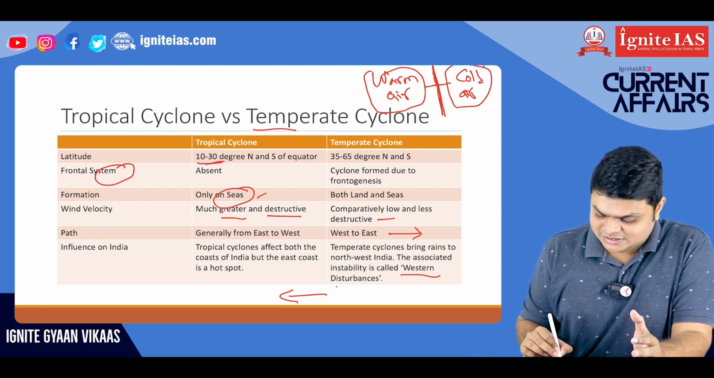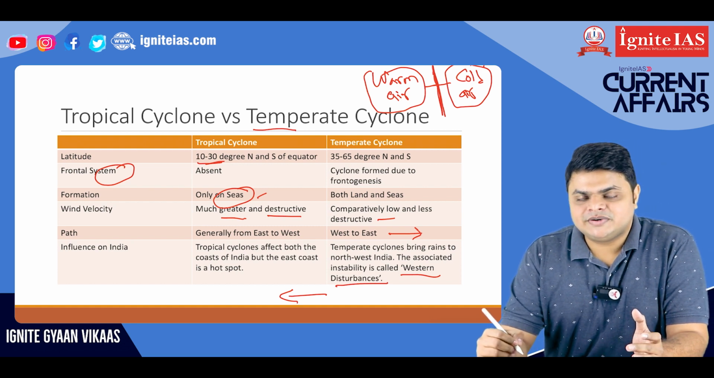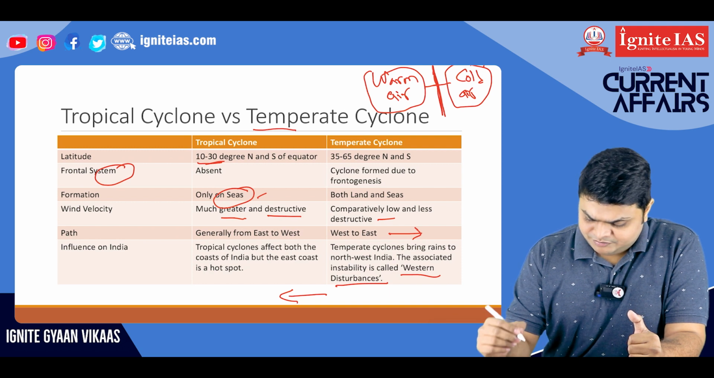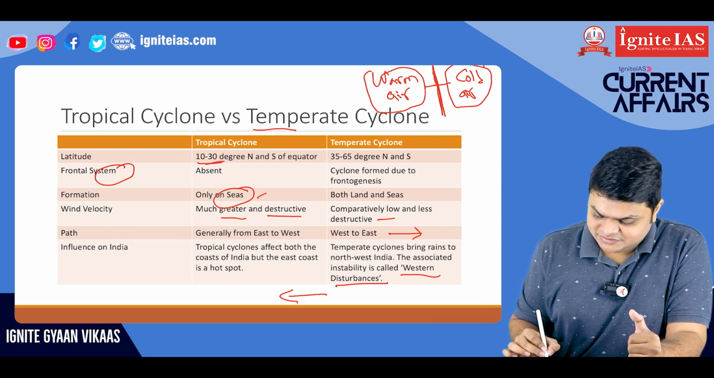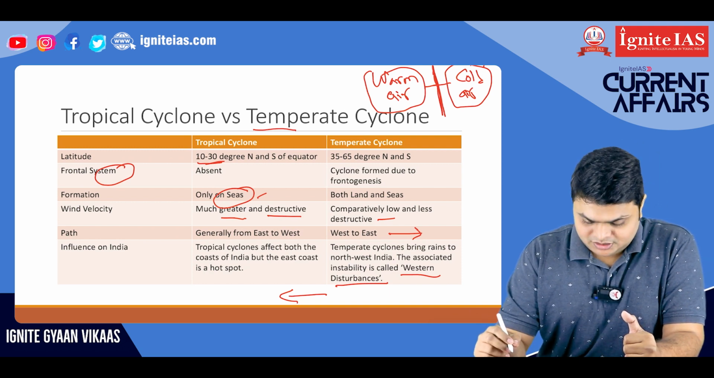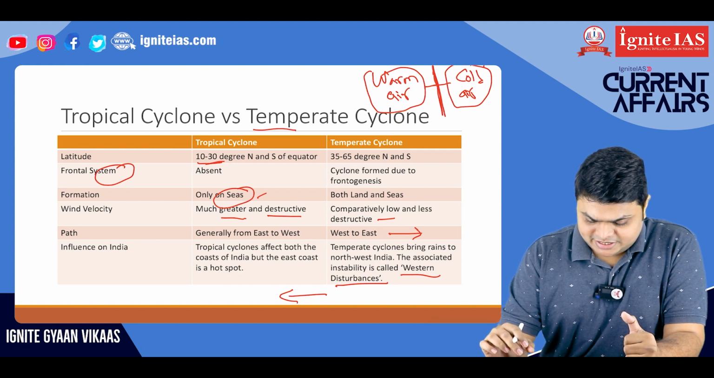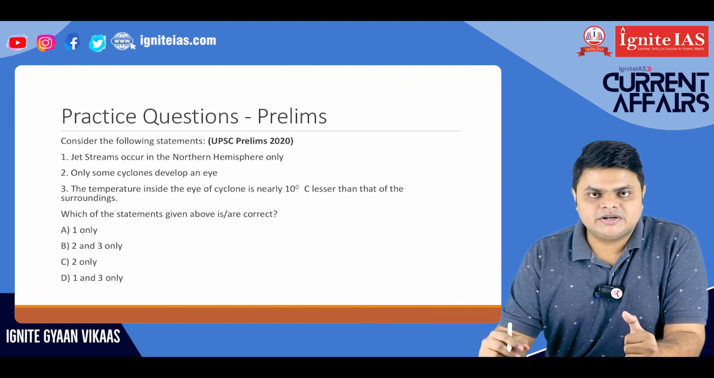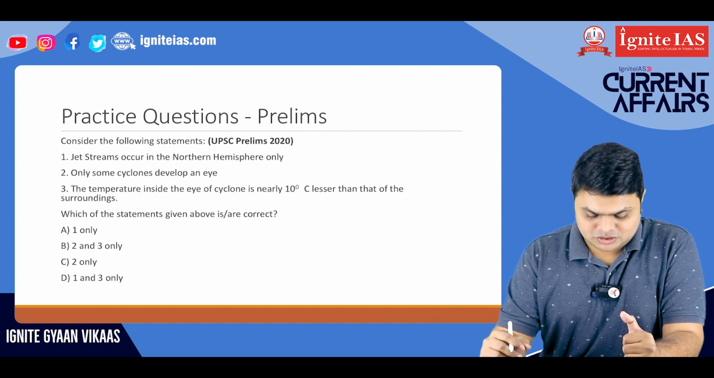This is called western disturbances. So in the northwest of India, sometimes we see in the news that there are rains during the winter season. Now those rains occur because of something called western disturbances, which are due to the temperate cyclones. Now these are the differences between tropical and temperate cyclone. Now let's see some questions from prelims which were asked in previous years from this topic.